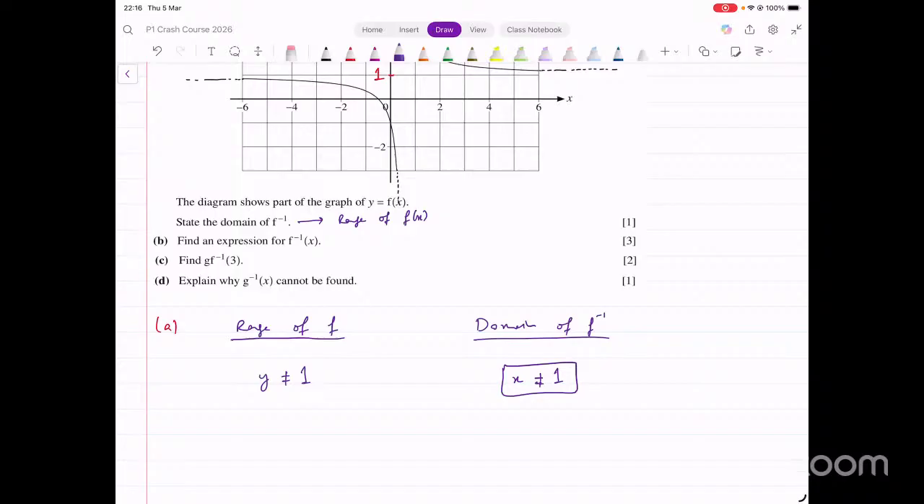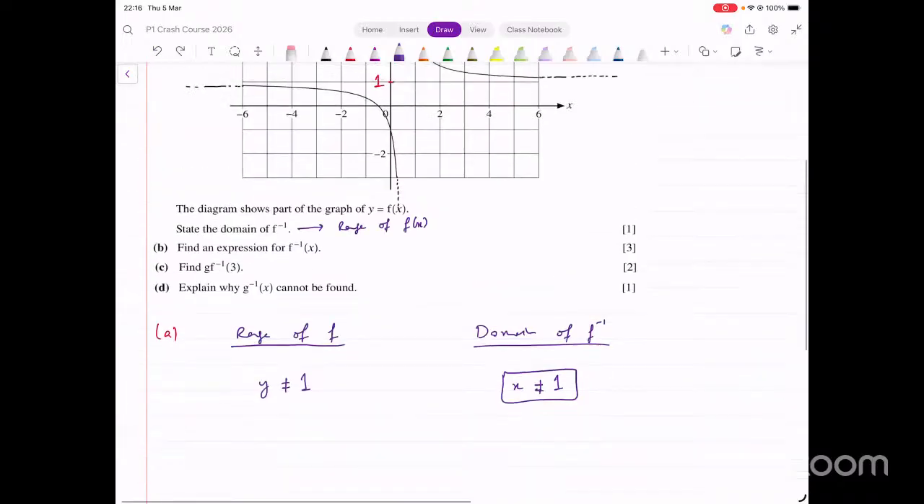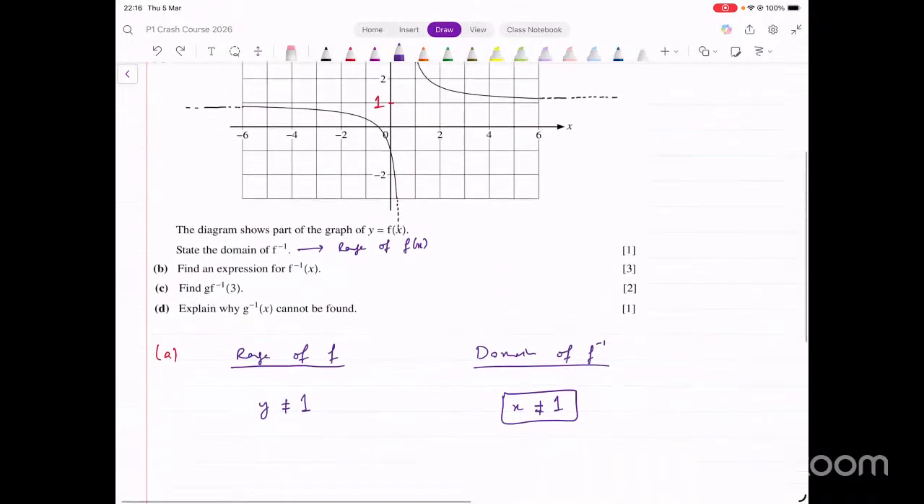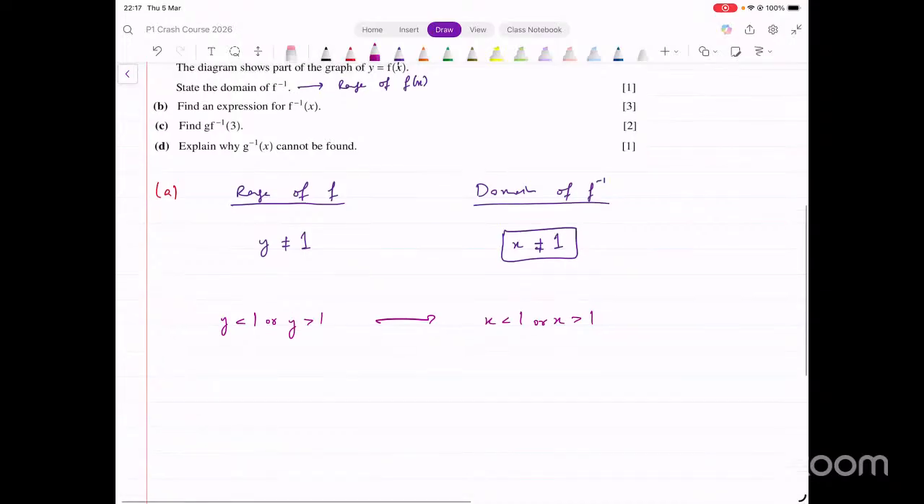Okay, that's actually correct. Another way to write this could be, so this is one possible answer. You could also say the range is y less than 1 or y greater than 1. And then the domain would become either x less than 1 or x greater than 1. That could be another possibility. There would be an or between them, right? Either this or this. You could also do that. Okay. That was the first part.